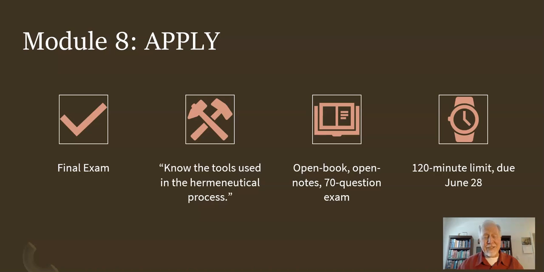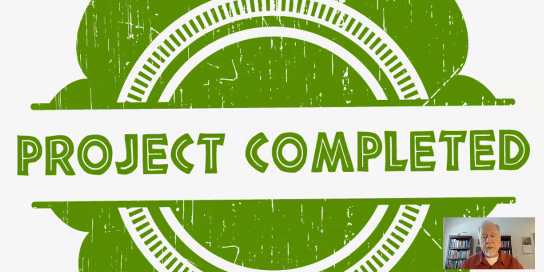The final exegetical paper is worth 20% of your final grade, and the final exam is worth another 20% of your final grade. So it's a big chunk, 40% altogether here in module number 8. And you can feel good when you come to the end of this process that your project is completed. I have a feeling that it's going to benefit you in a lot of different ways.